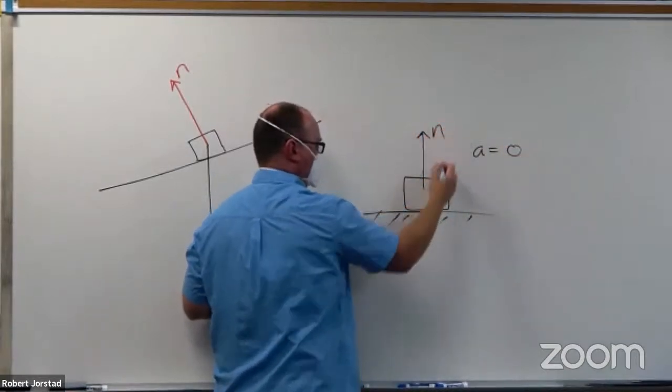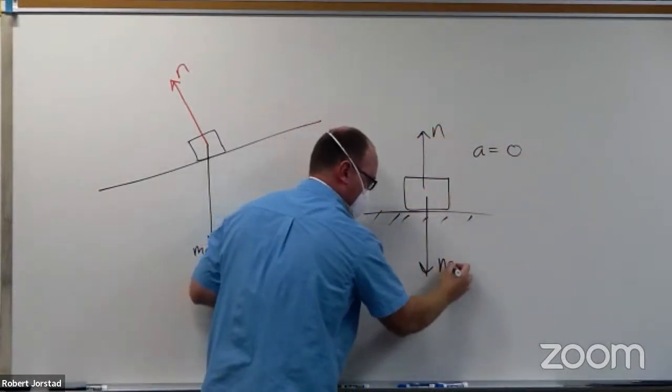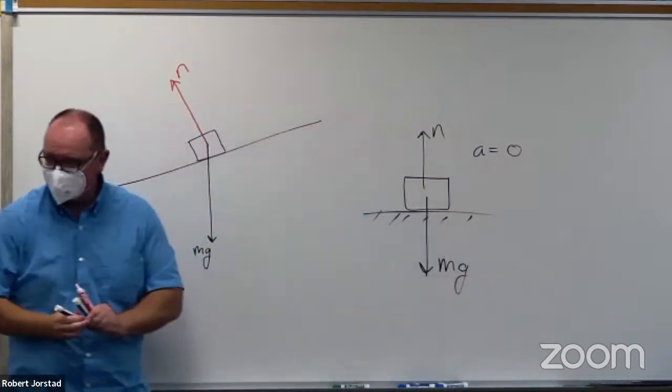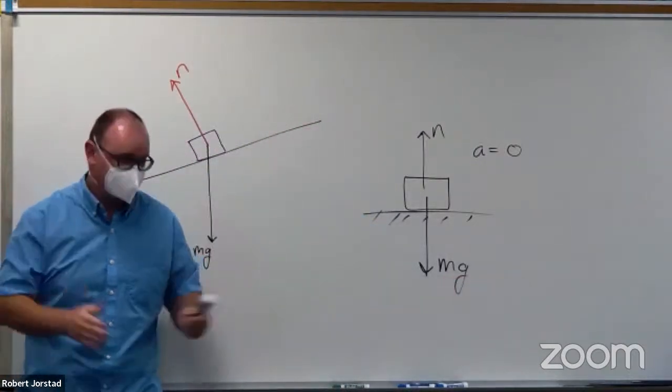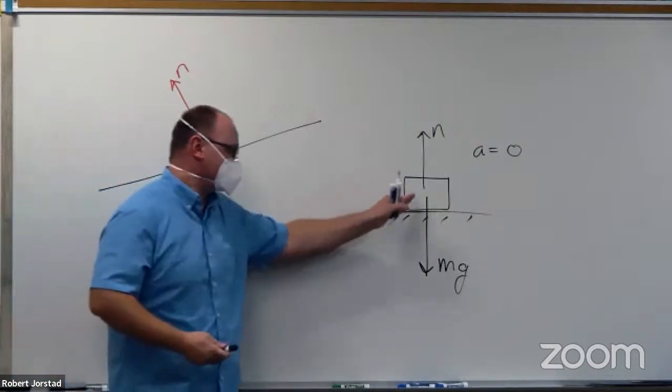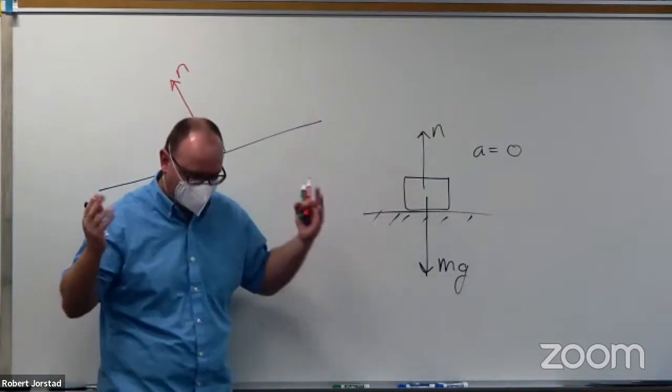In that case, the normal force happens to be equal and opposite, but that doesn't mean it's an action-reaction pair because it's not the same type of force. They're on the same object. That just doesn't work. It's not an action-reaction pair.